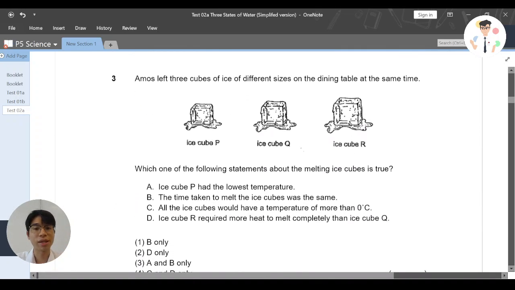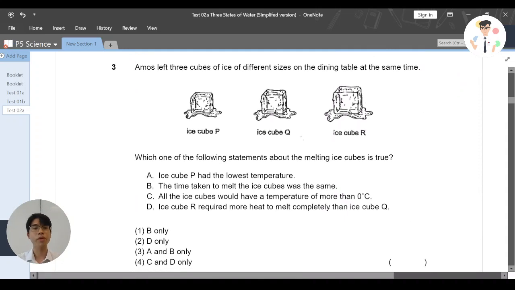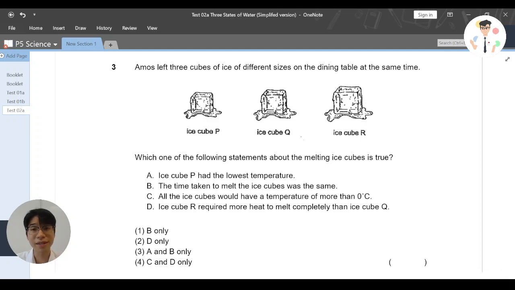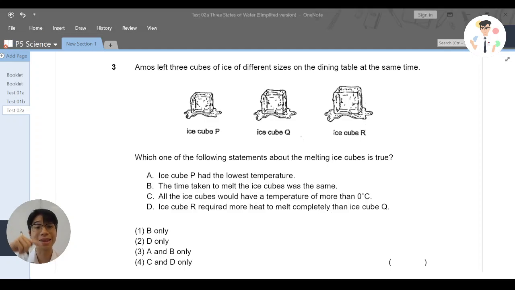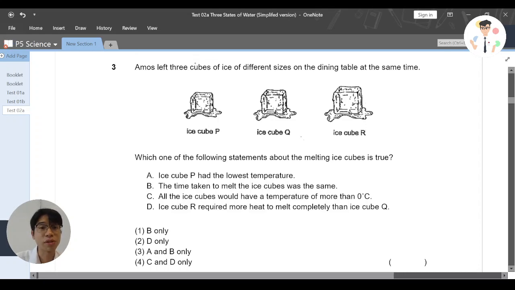Now let's look at question number 3. Question number 3 says that Emma left 3 cubes of ice of different sizes on the dining table at the same time. Okay, so you can see ice cubes P, Q, and R. Let me just circle the keywords here. 3 cubes of ice, but different sizes, but at the same time.